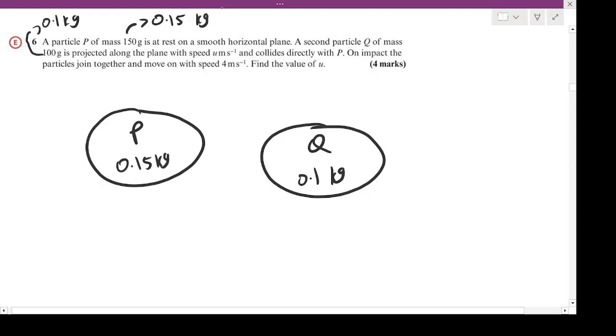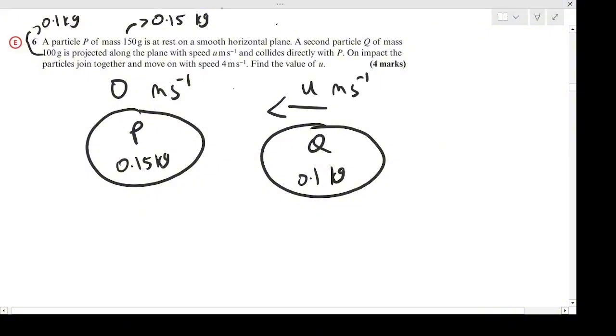Then I'm told P is at rest initially, so P has 0 speed. Then Q is projected with speed U and it collides with P. So what that's saying is Q is going to have to go towards P, so it's going to actually go backwards like that. And the speed here is U. Then I'm told on impact, the particles join together and they move on with speed 4.